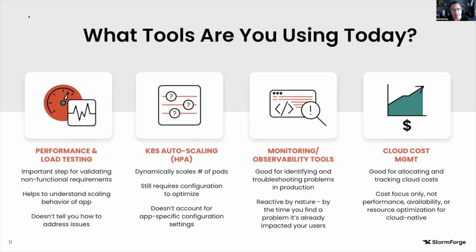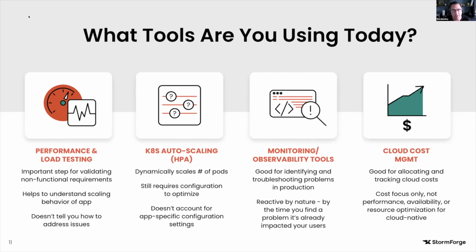We've got autoscaling tools that are part of Kubernetes that help to dynamically scale the number of pods that you're running in production, for example. And that helps with right sizing your application, but it takes configuration to deploy that and to optimize that. So there are configuration settings you have to undertake when you're using the horizontal pod autoscaler. And if you're not setting those correctly, you're also not running as efficiently as you could be.